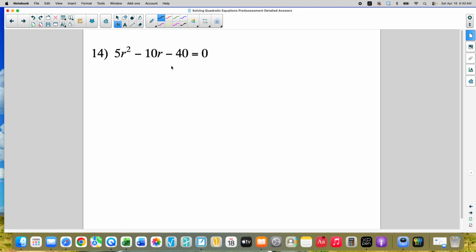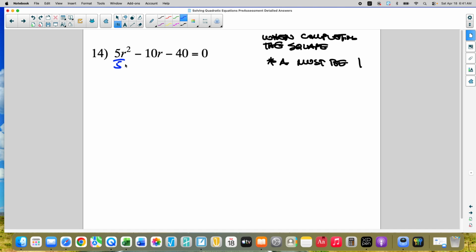Let's move this. This is a good one. Do we move it before? I guess it doesn't really matter. We need our a value to be 1. When completing the square, a must be 1. So let's divide first. It'll be fine.